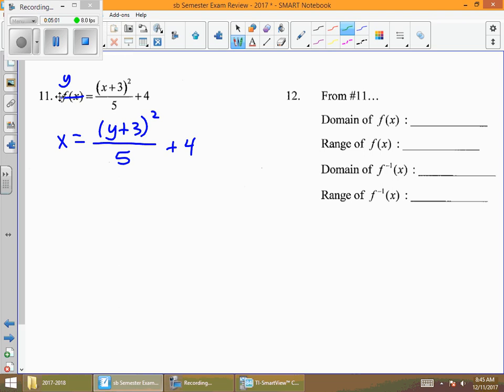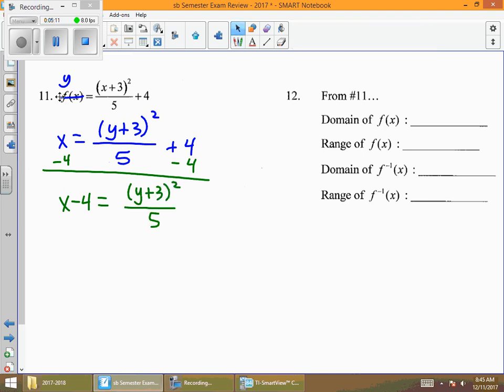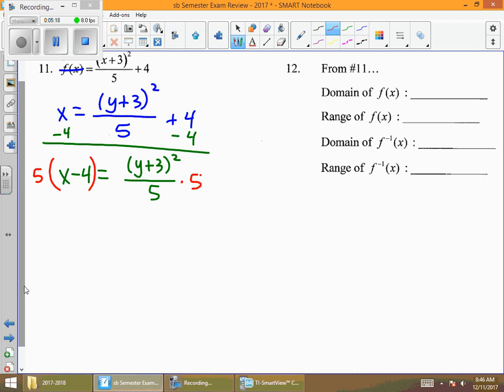If we solve for y, the first thing we're going to do is subtract 4. So x minus 4 will equal this fraction. Then you're going to go ahead and multiply both sides by 5. Now be careful over here that you distribute the 5, or I suppose you could leave it out front. And over here the 5's will cancel, leaving us with (y plus 3) quantity squared.